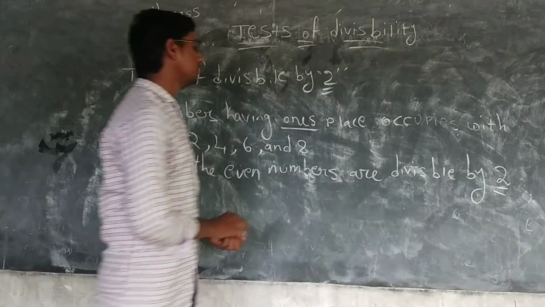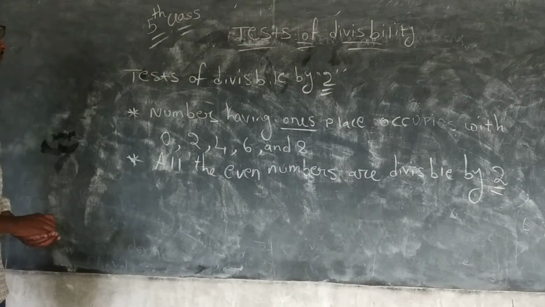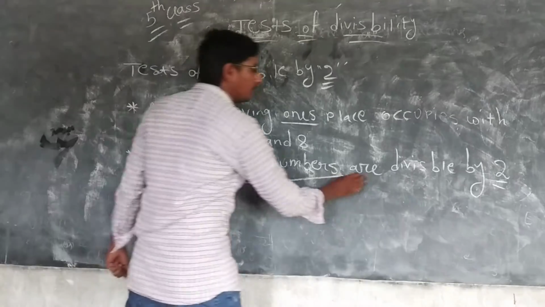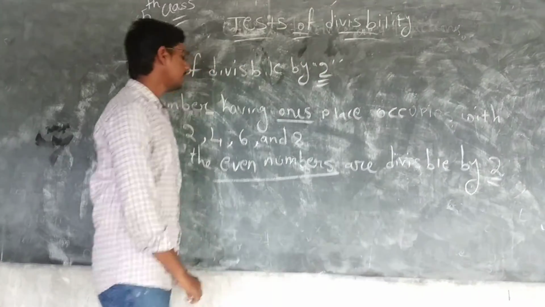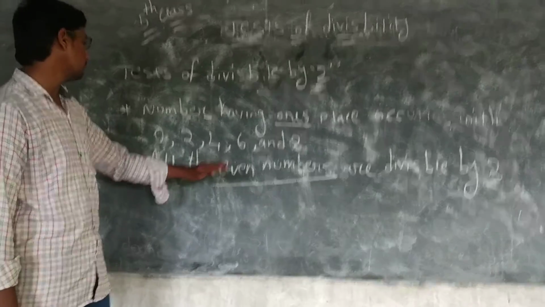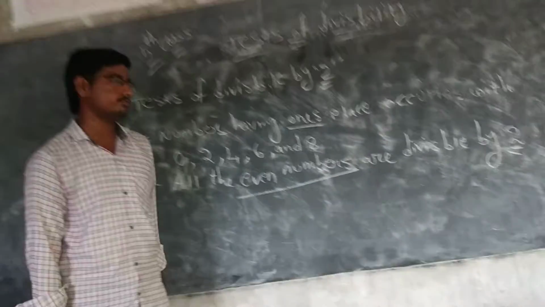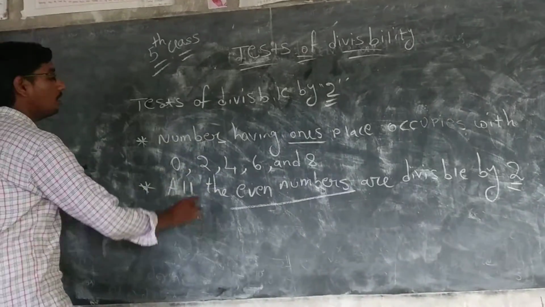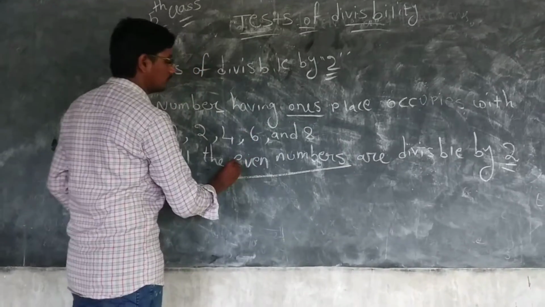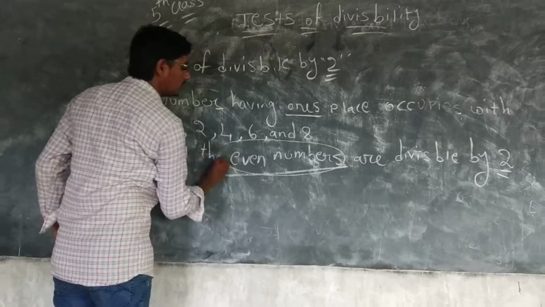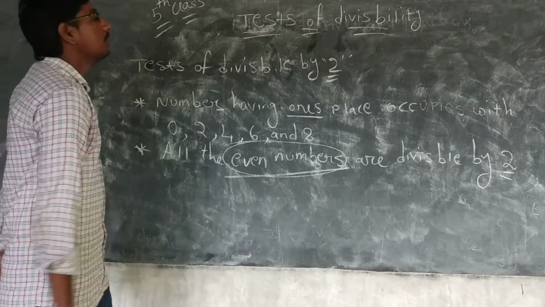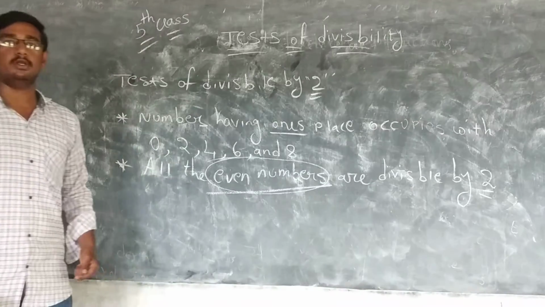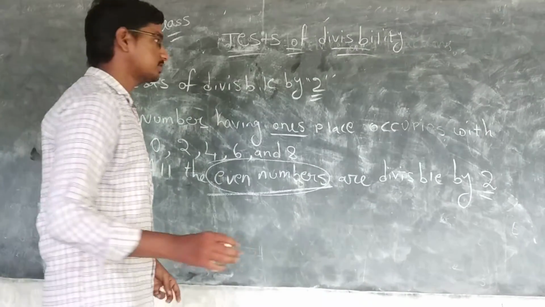Another condition for divisibility by 2: all the even numbers are divisible by 2. What is meant by an even number? Any guesses? All the even numbers are divisible by 2. First of all, let us learn about even numbers. Even numbers are nothing but the multiples of the second table.